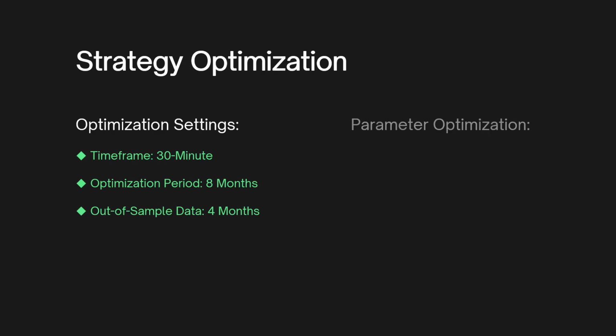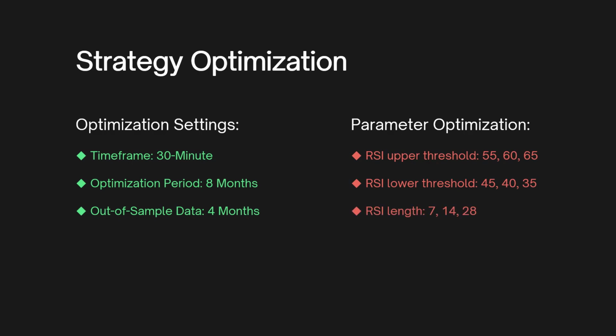For optimization, we'll test a range of parameter values for key indicators. RSI upper threshold, 55, 60, 65. RSI lower threshold, 45, 40, 35. RSI length, 7, 14, 28. Stop loss, from 1% to 5%. Risk ratio 1, 1.5, and 2. These variations will help us identify the best performing combination for our strategy.